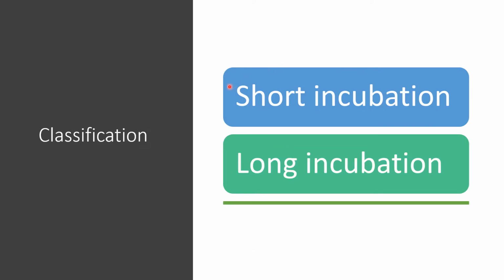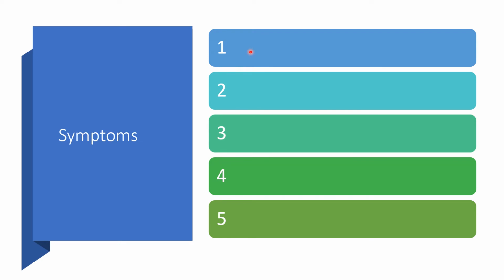I concluded the other time, on the previous slide, that the classification into acute, subacute, or chronic is no longer relevant. Then, what is relevant? Today, it is either short incubation or long incubation as a form of classification. It is termed short incubation if it is less than 6 weeks, or long incubation if it is greater than 6 weeks.